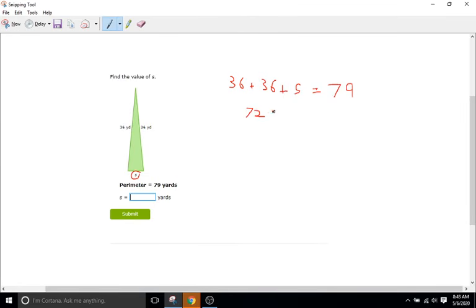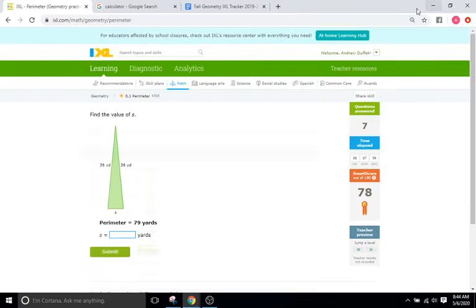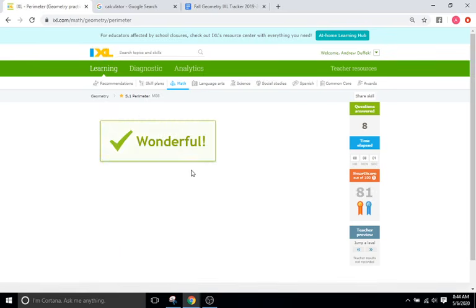And then plus S equals 79. Okay, now to get S by itself, we're just going to subtract the 72 away, so subtract 72 from both sides. Okay, and all we have left is S equals, and what is 79 minus 72? That's just 7. So our missing side right here is going to be 7, and that looks accurate, right? So we'll go back to the problem, type in 7, and there we go.